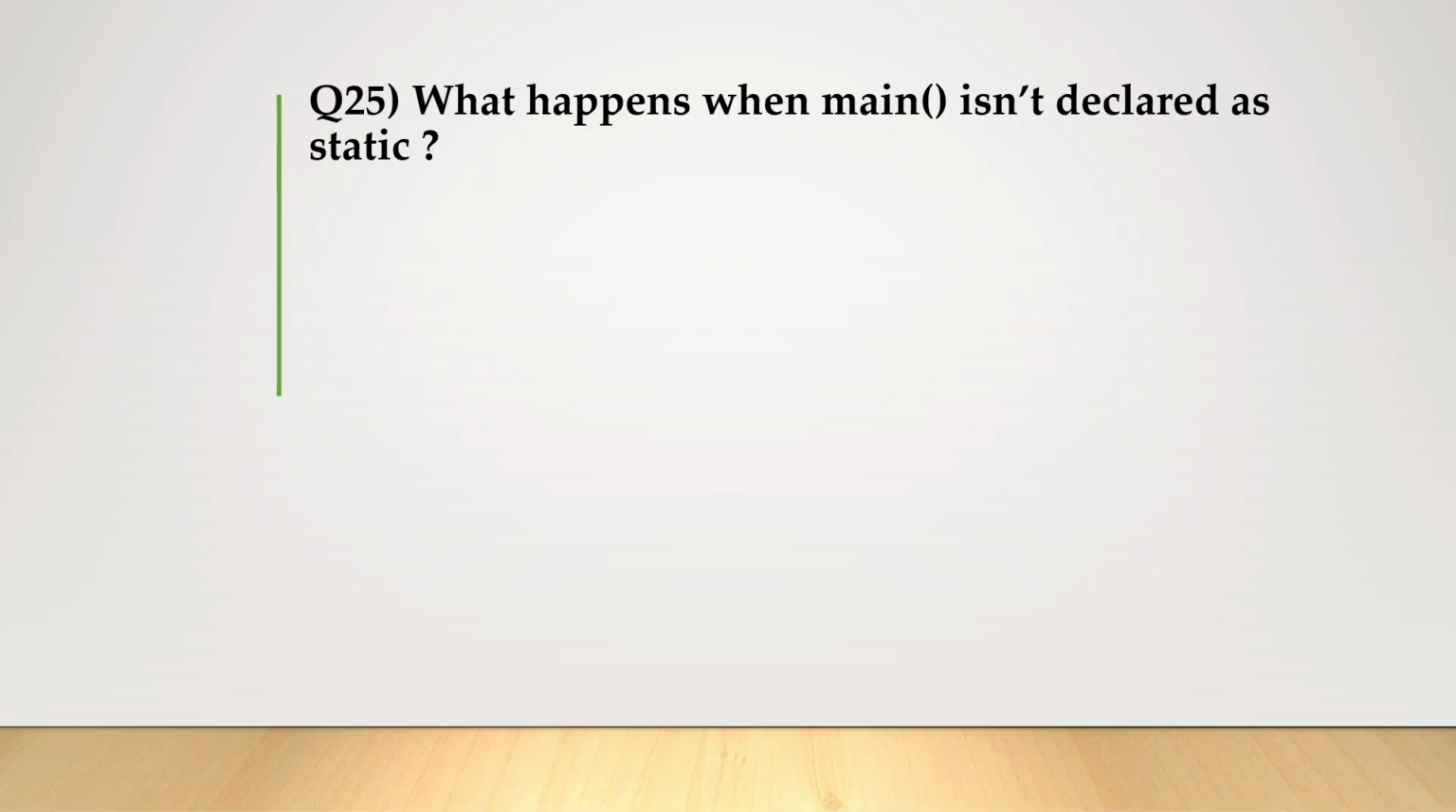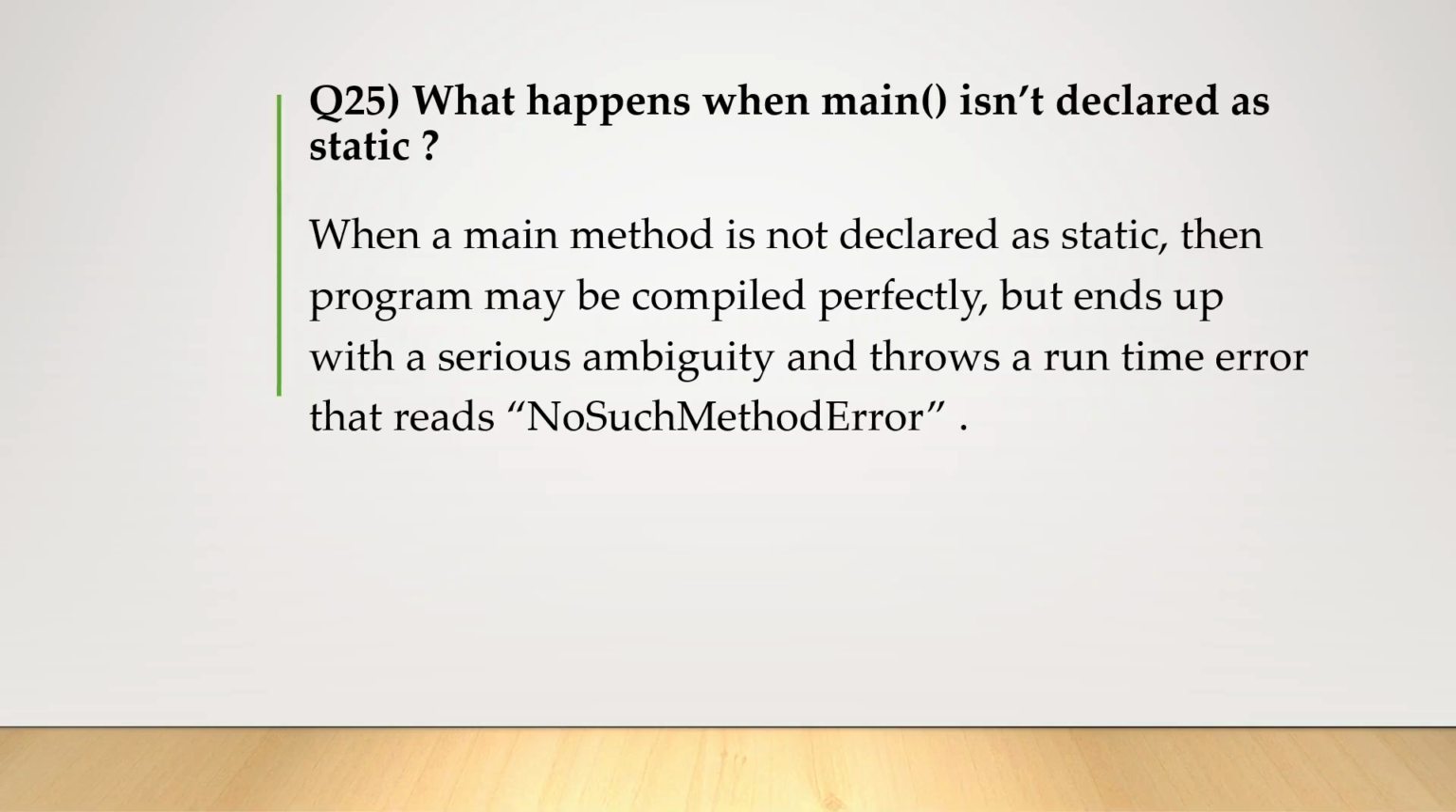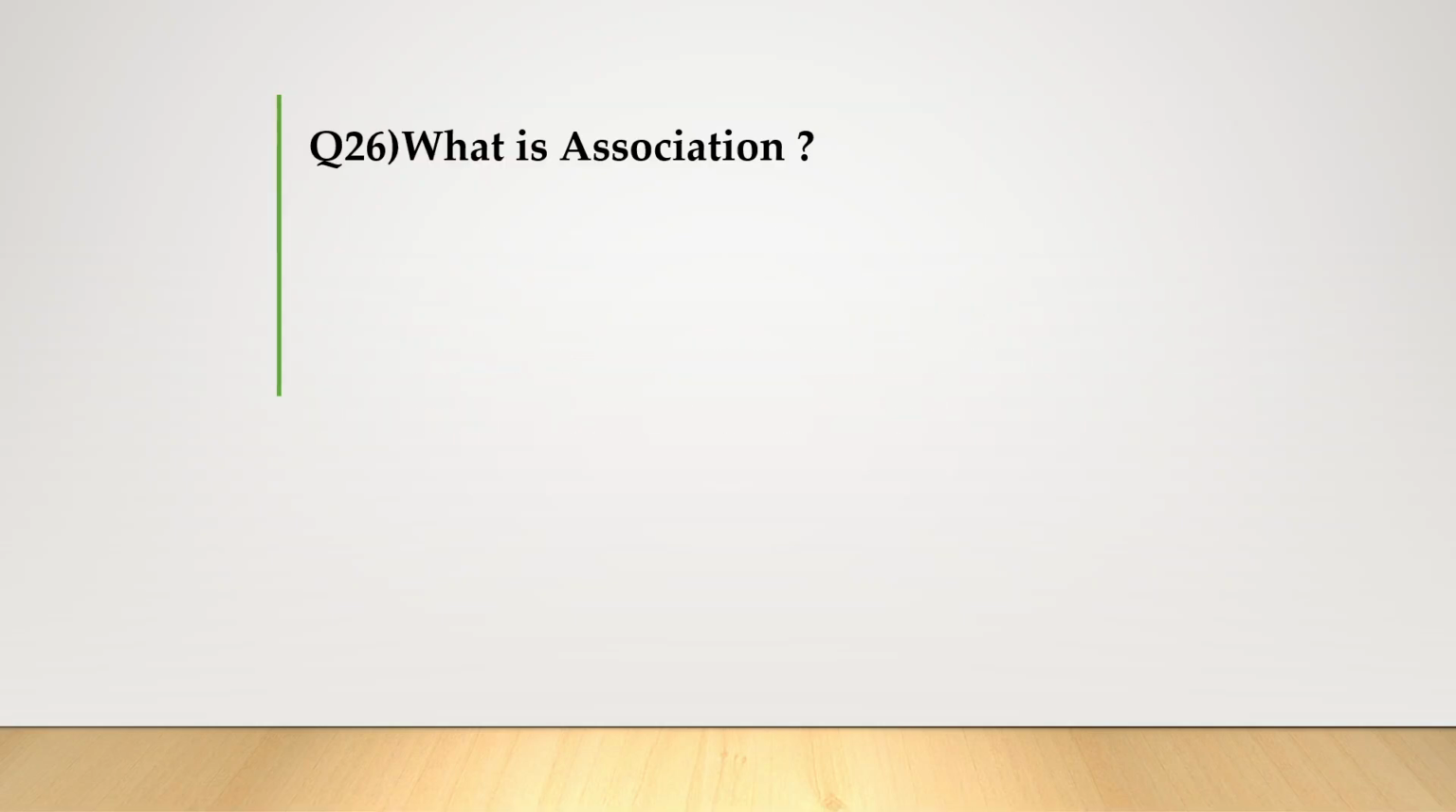Next question is, what happens when the main method isn't declared as static? When the main method is not declared as static, the program may compile perfectly but ends up with a serious ambiguity and throws a runtime error, that is, a NoSuchMethodError.